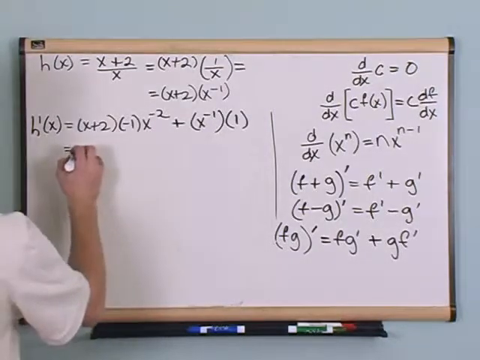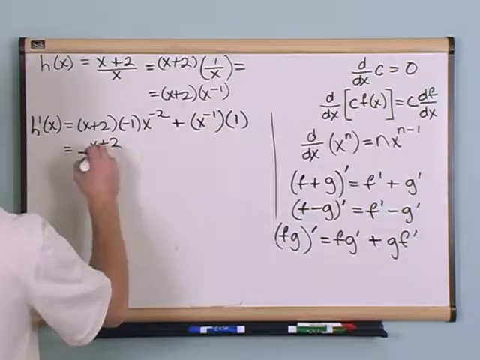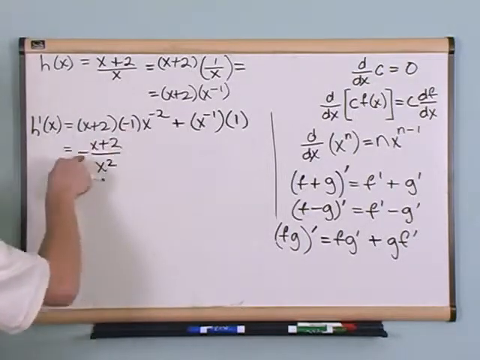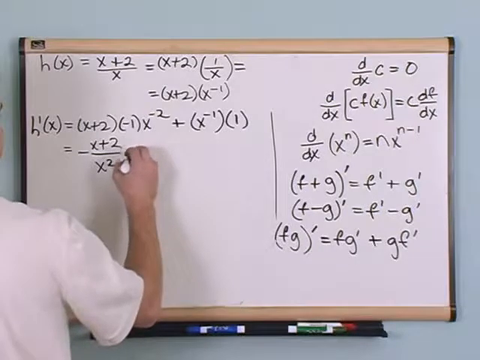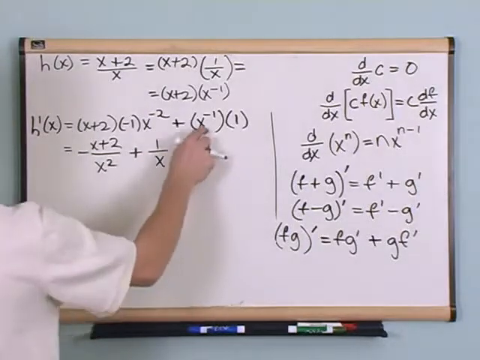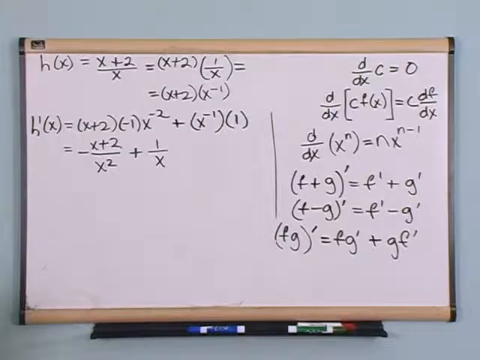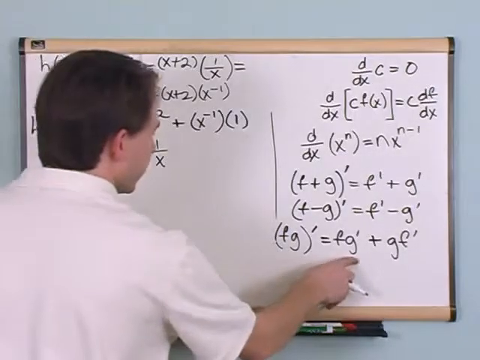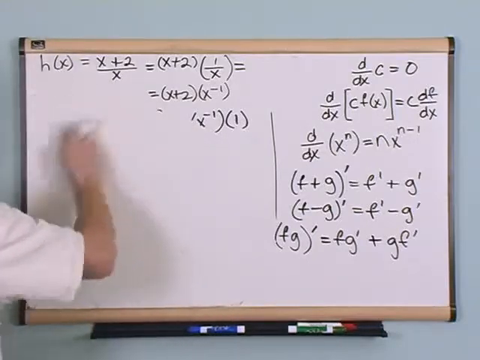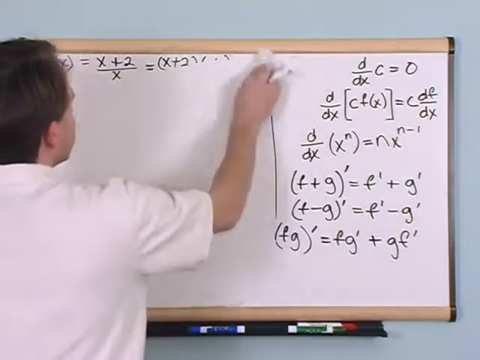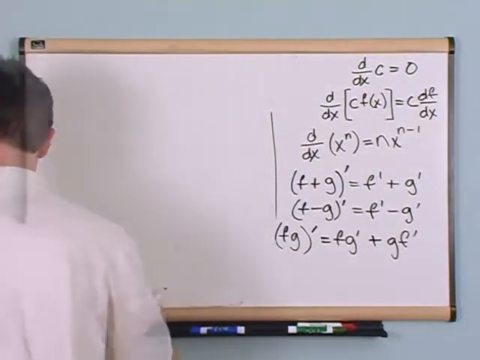What I have here is going to be negative x plus 2 over x squared. I just have the negative out front, x plus 2, put the x squared on the bottom because it's a negative exponent. Okay, and then over here, this is going to be plus 1 over x, which is this guy right here, 1 over x. Okay, so that's an example of how you would apply this: the first times the derivative of the second plus the second times the derivative of the first.